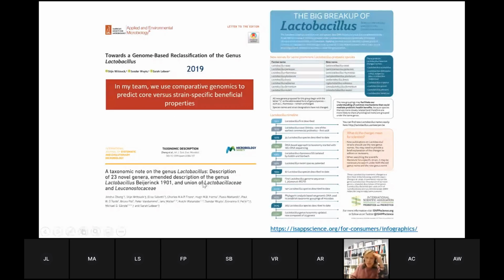I also want to quickly show this infographic to show that the taxonomy revision was really done by scientists only, based on scientific criteria and a lot of phylogenomic work. But we also kept in mind that a lot of industry uses lactobacilli in their products, and we made an extra effort to communicate well to industry. For example, I'm affiliated with the International Scientific Association of Probiotics and Prebiotics, and we developed these infographics to explain how the taxonomy was revised and why we had to do it.